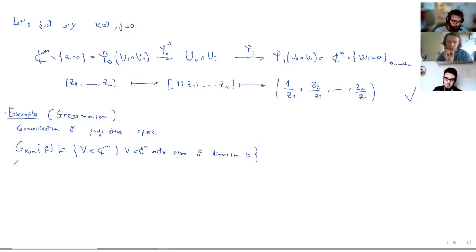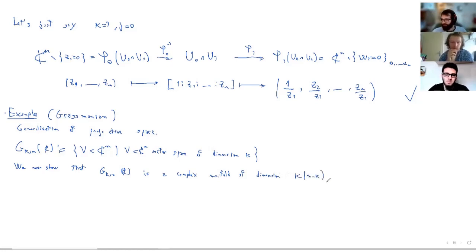And we now show that G(k,n)(C) is a complex manifold of dimension k times (n minus k). And the way to see this is to consider G(k,n)(C) as a quotient.